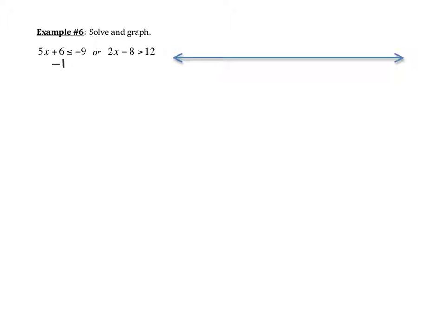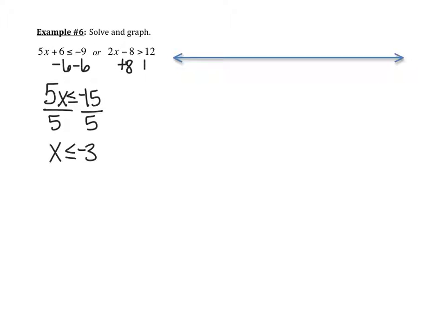First thing I would do is subtract 6. So I have 5x is less than or equal to negative 15. Divide by 5. I'm not dividing by a negative, so I'm going to keep the same inequality symbol. So my first answer is x is less than or equal to negative 3. On to my second inequality, I would add 8. So 2x is greater than 20. Divide both sides by 2. So x is greater than 10.